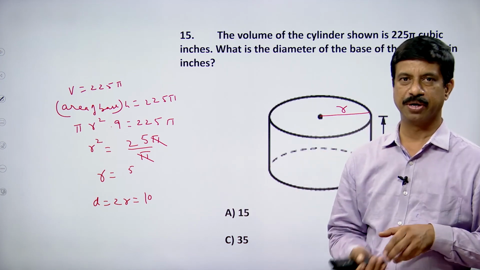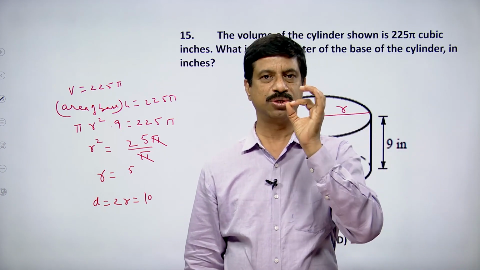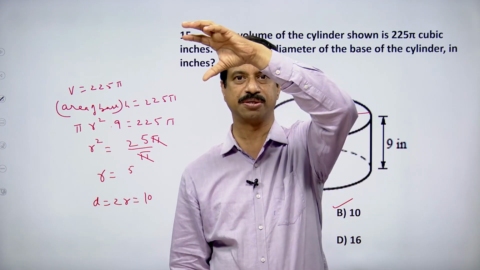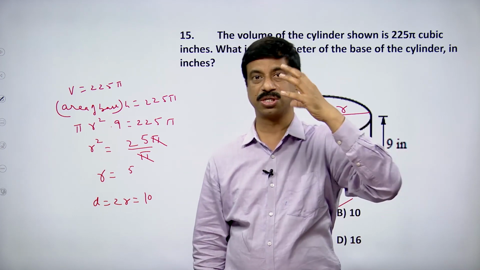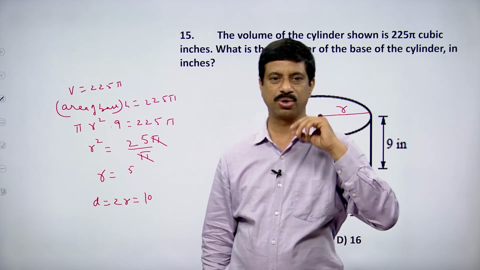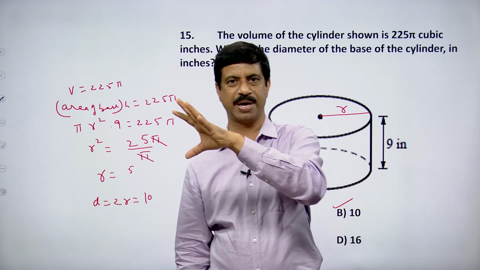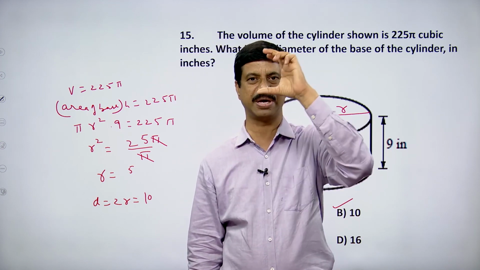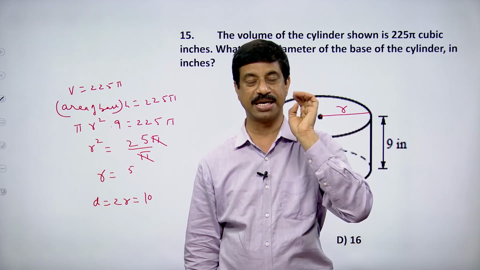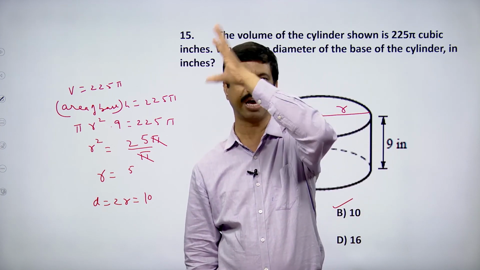Children, please remember LSA, lateral surface area, is perimeter of base into height. I am talking about cylinders, cubes, cuboids, parallelepipeds, such things, not pyramids. Then total surface area is LSA plus 2 times the area of base or 1 times the area of base, based on whether it has 2 surfaces or 1 surface. Volume is area of base into height. For prisms and pyramids we have different formulas.